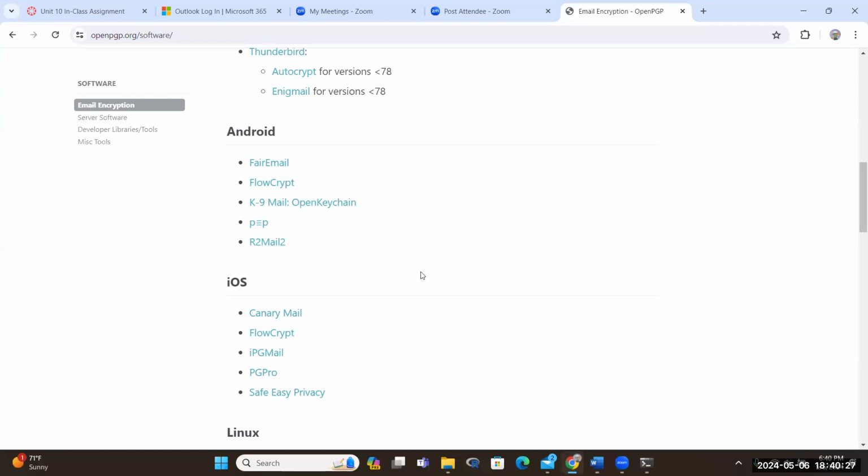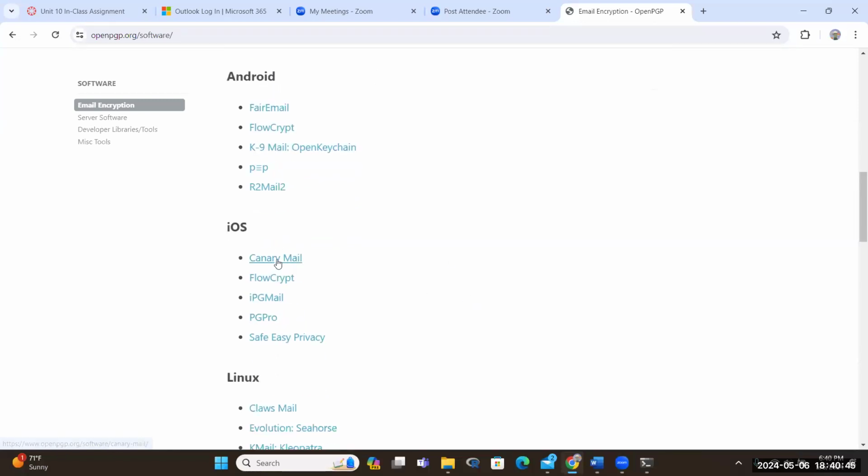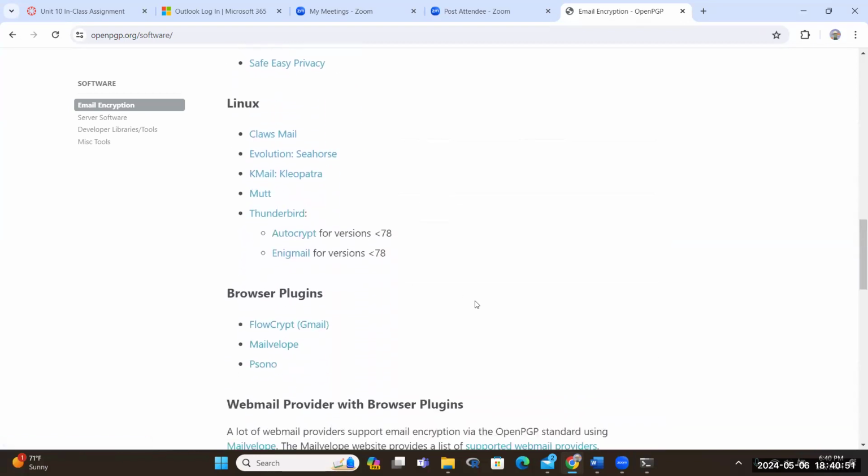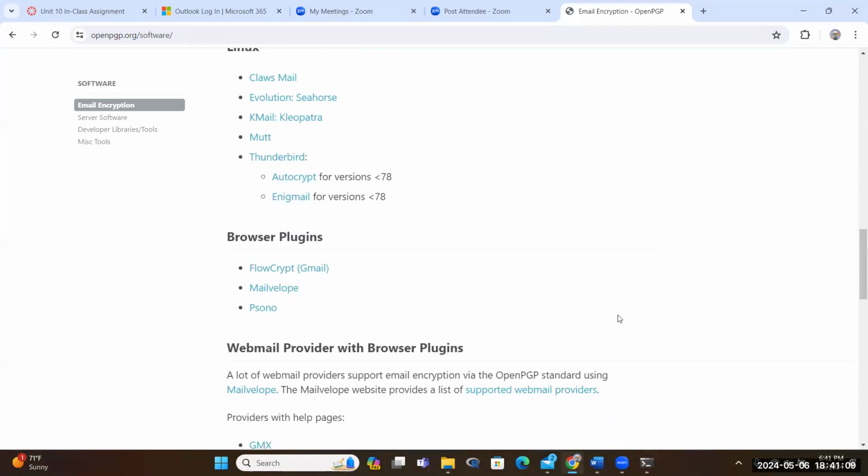So going back to their website. I have Android, so my options would be these. And they change from time to time, right? R2Mail2 has been around for a little bit, but you can just select and click on them to find out more. Canary is common for Apple systems. Claws Mail for Linux. Cleopatra, I've seen this around for a long time for KMail. Thunderbird, a lot of people who use Linux-based systems also use Thunderbird, and it works well with the Firefox plugin.